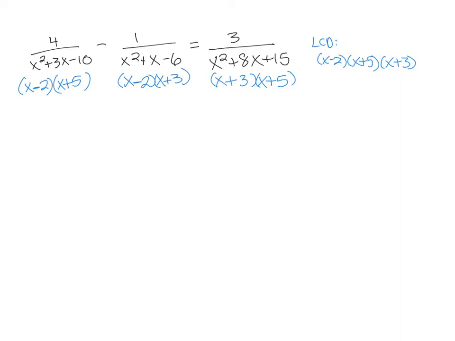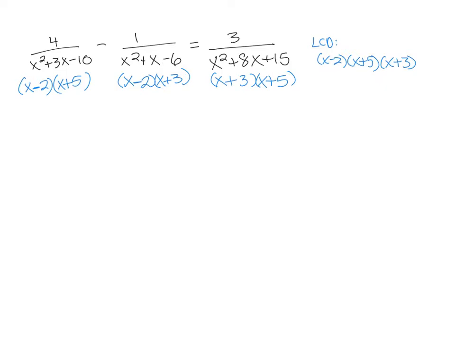The point of an LCD is each of these denominators has to be in here. So the first one is these guys. The second one, x minus 2 times x plus 3, is this times this, so it's there. And the last one is these two guys. You see it right there, right? So all of my denominators are in my LCD.